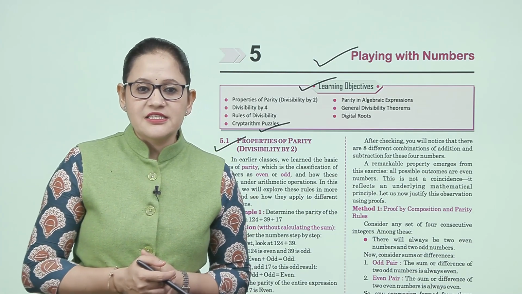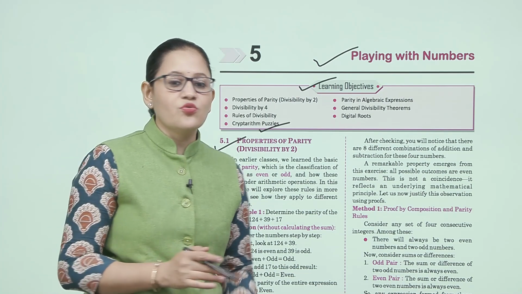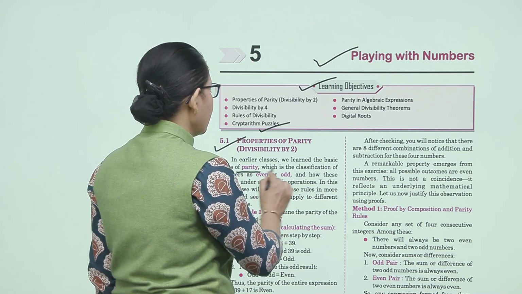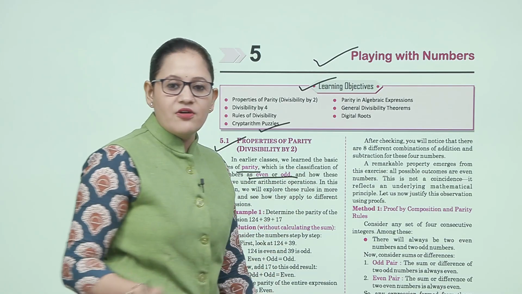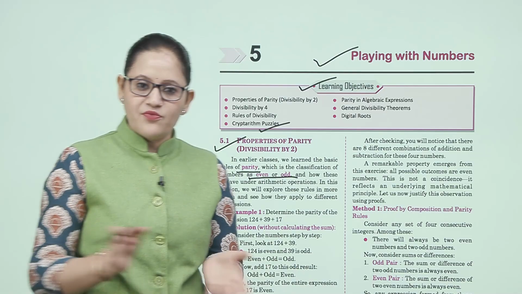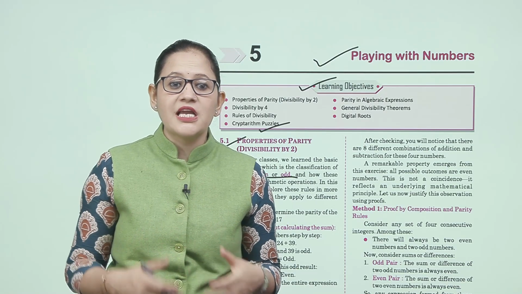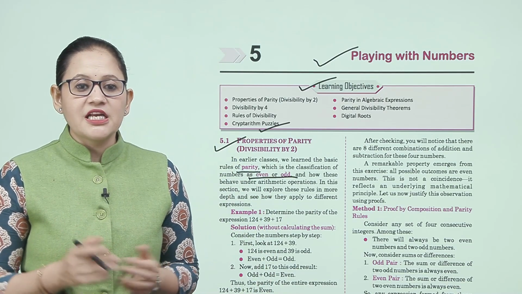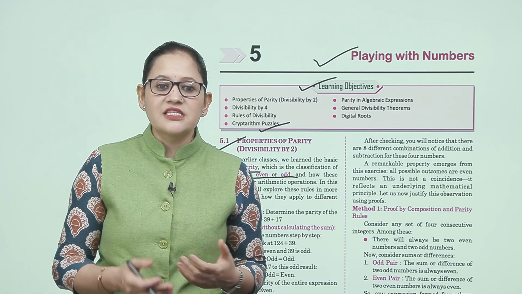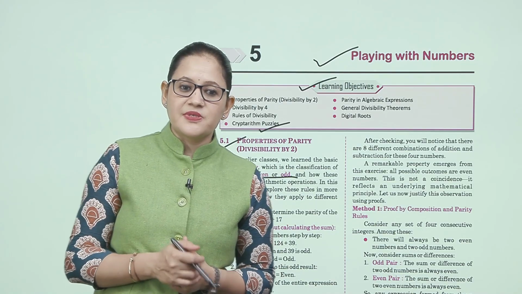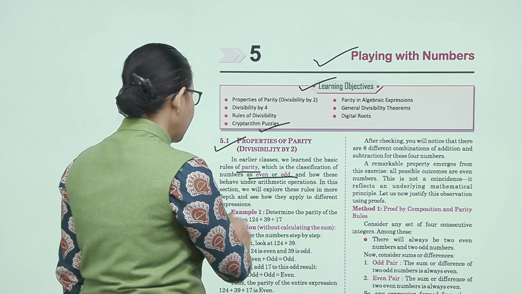In the earlier classes, we have learned the basic rule of parity, which is the classification of a number as even or odd. We know what the even numbers and odd numbers are and how these behave under arithmetic operations. In this section, we will explore these rules in more depth and see how they apply in different expressions. Here we will take an example.